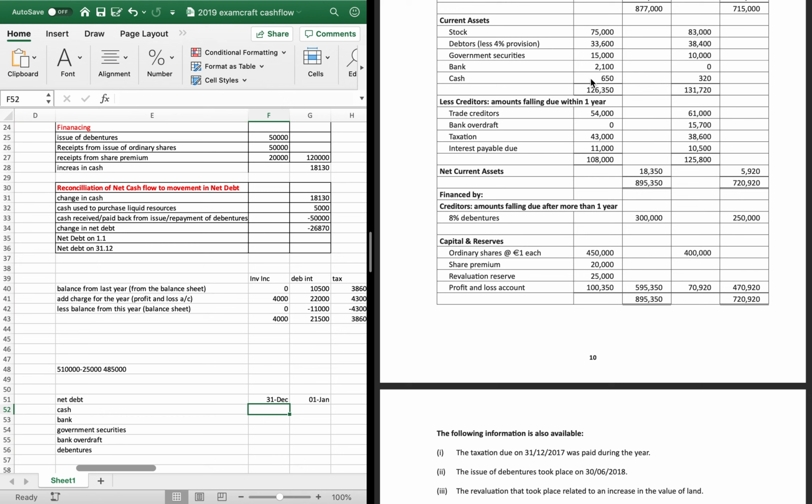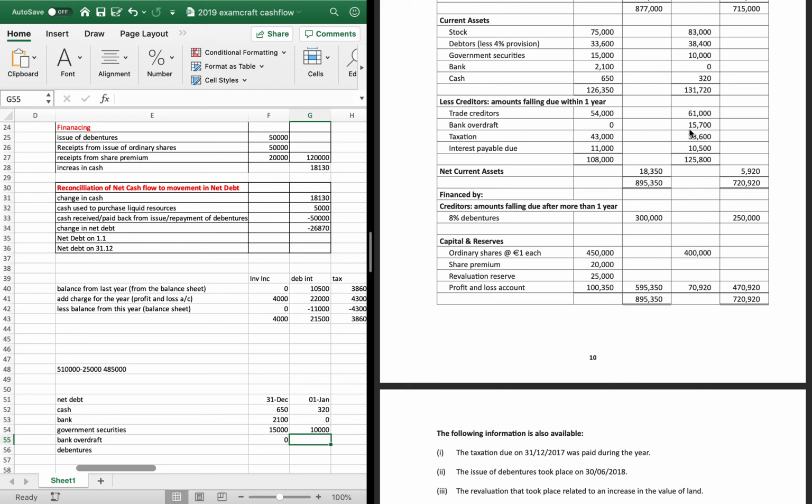So we look for the end of the year. Cash is 650. At the start of the year, cash was 320. End of the year for bank is 2,100. Start of the year, bank is 0. Government securities, end of the year, 15,000. Start of the year, 10,000. Those are positives. Our negatives, bank overdraft, 0 for this year. Now, that has to be, because you can't have money in the bank and have a bank overdraft at the same time. So that has to be 0.